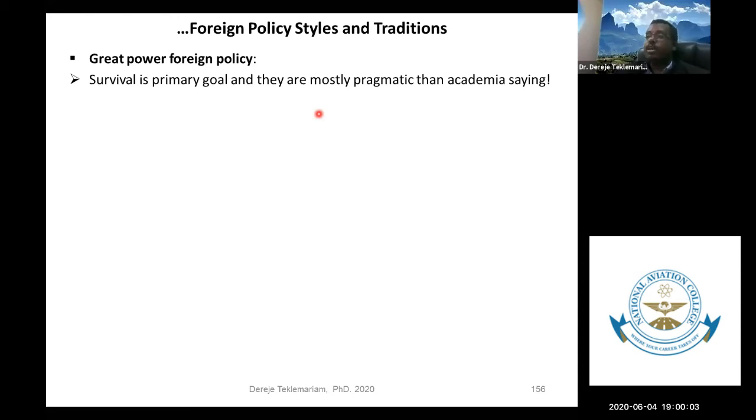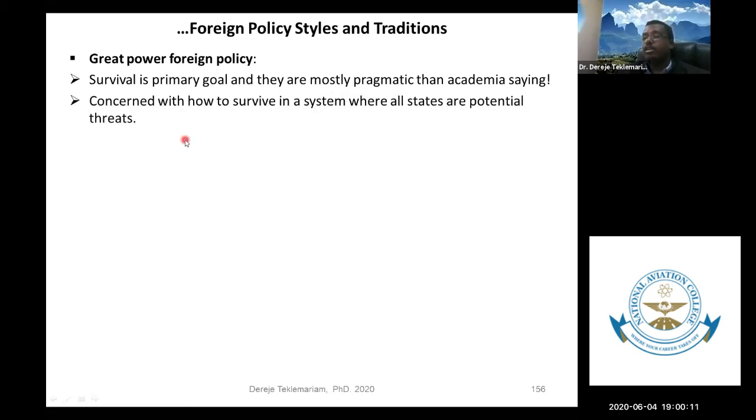So it's not like what academics say, meaning they are more pragmatic. They can use force, whatever. So their concern is how to survive. When you say survive for developing countries and survive for great powers, it is totally different. When you say survive for great powers, it means not to lose their power dominance, not to lose the current status quo. Their concern is how to survive in a system where all states are potential threats. They consider all states as their own potential threats. So how do we survive with this?